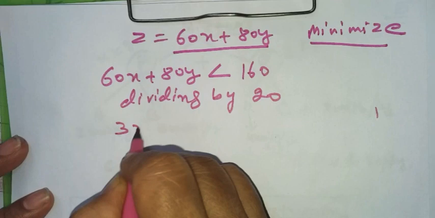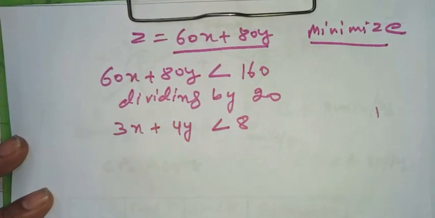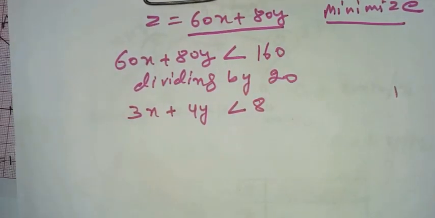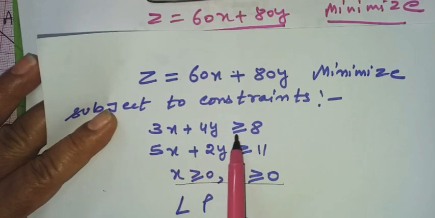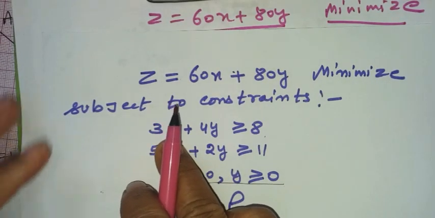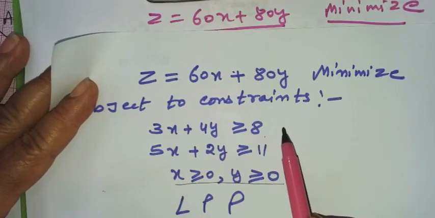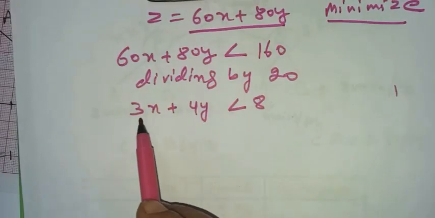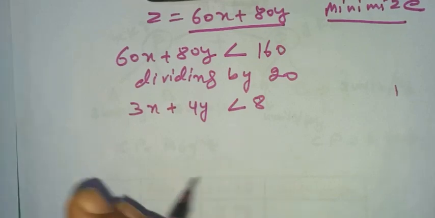So we get 3x plus 4y less than 8. So this new inequality is 3x plus 4y less than 8. But did you notice that this is the same as the constraint 3x plus 4y greater than or equal to 8? The difference is that when we plot this now, previously I made a proper line, not a dotted line. Proper line I made in the graph sheet, but when I plot this, I cannot make a proper line. I mean I have to make a dotted line.